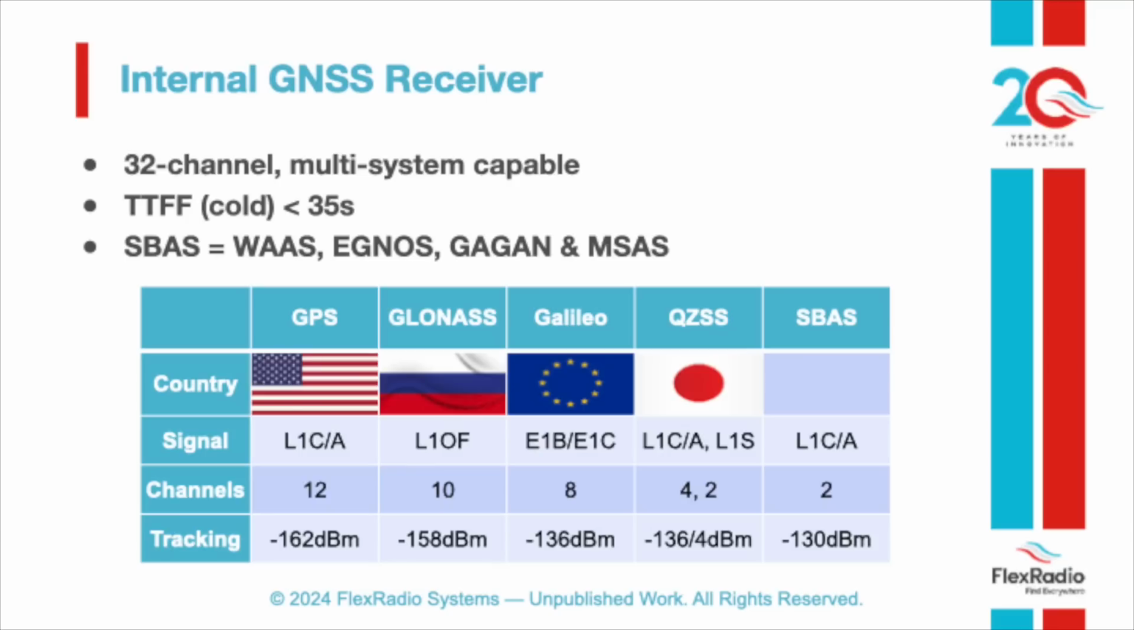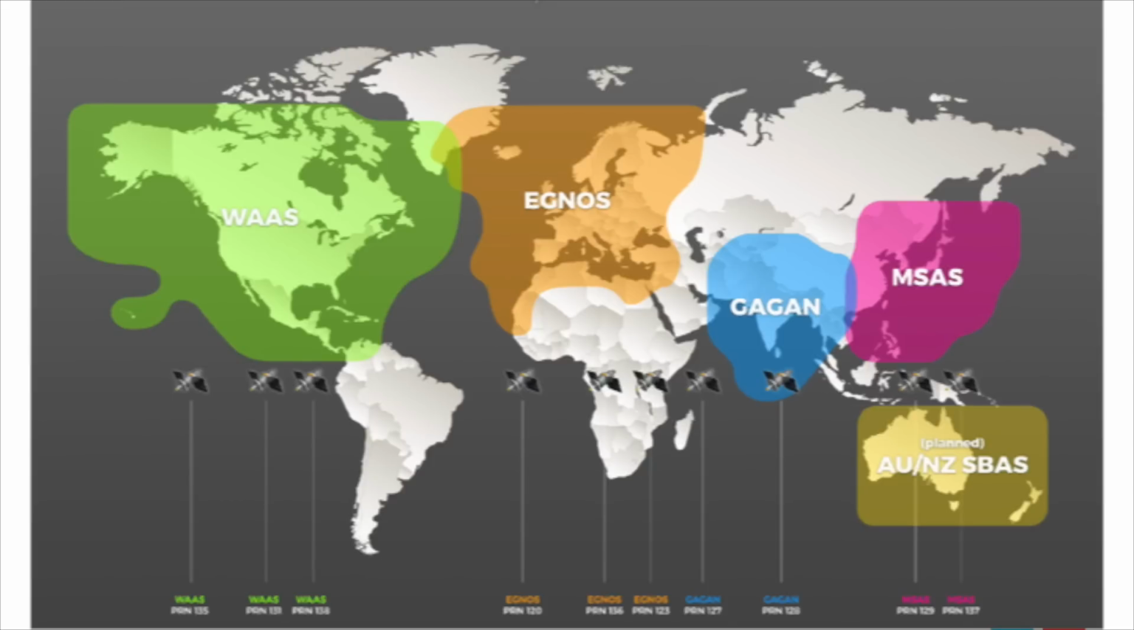Okay. All right, so the GNSS receiver is a 32-channel multi-system capable. Its time to first fix from cold startup is about 35 seconds. It's a lot shorter on warm, of course. Here's the different systems that it supports, the US, the Russian, the European, and the Japanese systems, and it also has the wide area augmentation systems as well. This is the number of channels on each one of those and what the signal is for those of you that are GPS nuts. This slide shows the wide area augmentation systems that are available in different countries, so we'll use this in addition to the GPS signal if you're using this. Any questions about GNSS receiver before I move on?